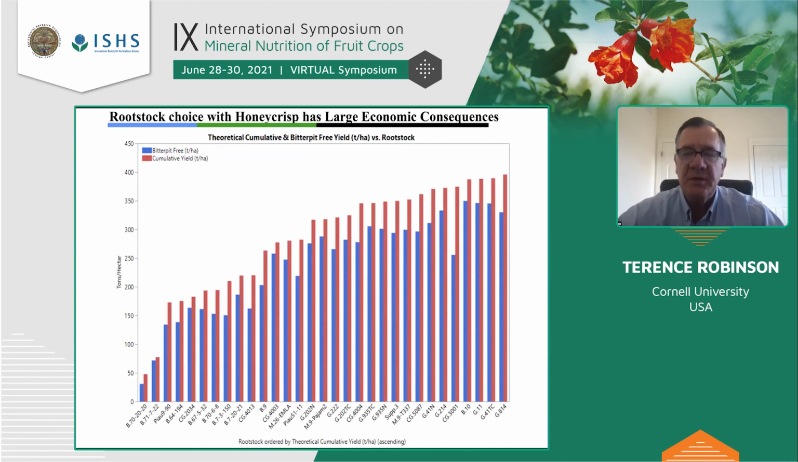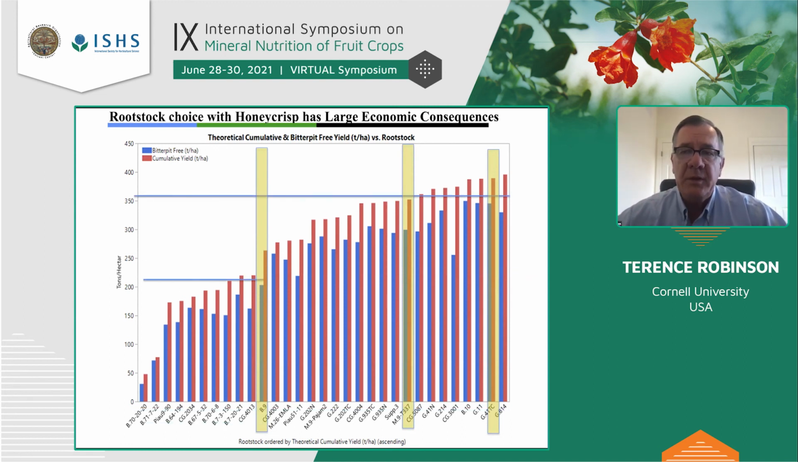Lastly, I'll just end with this chart, which also shows economic effects. I highlight out of this large rootstock trial, Geneva 41, B9, and M9337. The red bars show the cumulative yield, in this case over 10 years, and the blue bars show bitter pit free yield. When we compare the best yielding blocks, which were Geneva 41, 814, G11, and B10, against B9, the difference in total tons per hectare amounted to about $247,000 per hectare at prices in the US for Honeycrisp.